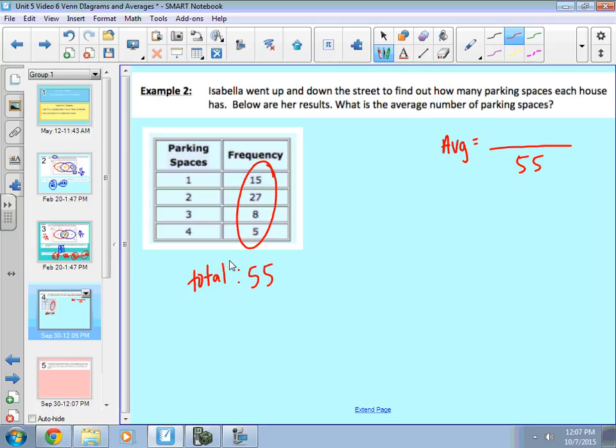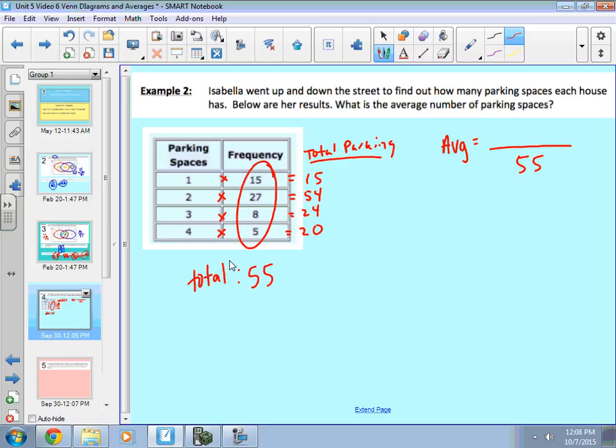Now, we don't want to just add 1 plus 2 plus 3 plus 4 and get 10. That's not how many total parking spaces. That's how many spaces there were this many times. So if there's one parking spot 15 times, if you multiply these together, that's 15 parking spaces. If 27 times we had 2 parking spaces, if you multiply that together, that means there were 54 total parking spaces. And if we keep doing that and multiply all these together, this is the total parking spaces that we had.